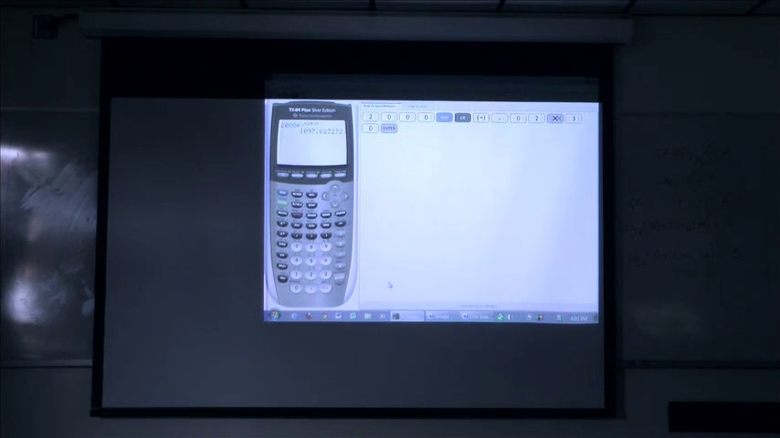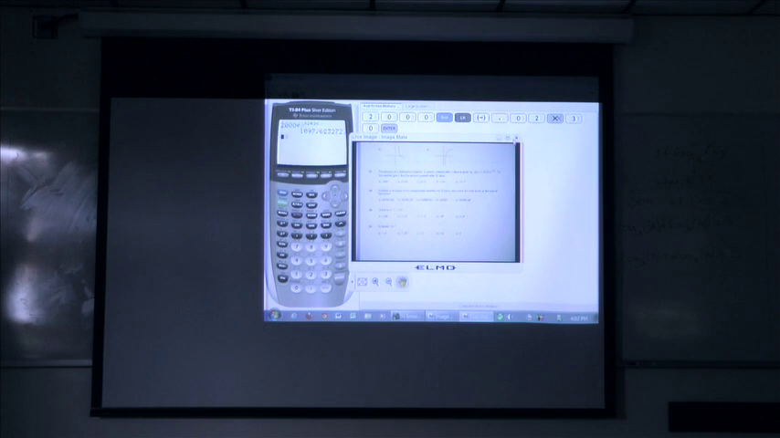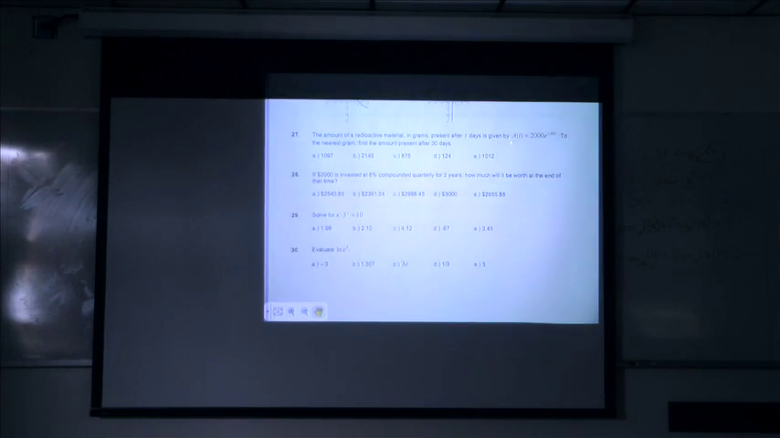So it said to the nearest gram. So to the nearest gram would be 1098. And if we go back to the question, no, it's not. Then in this case it would be 1097.